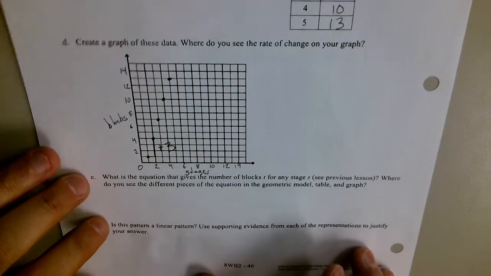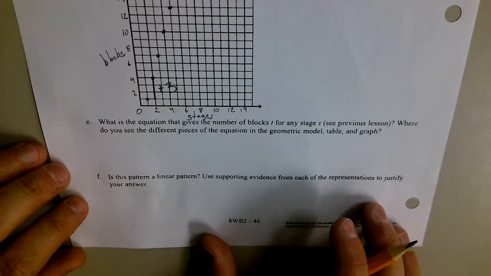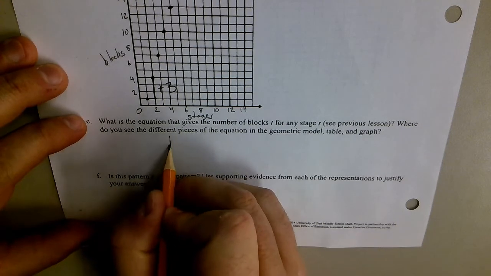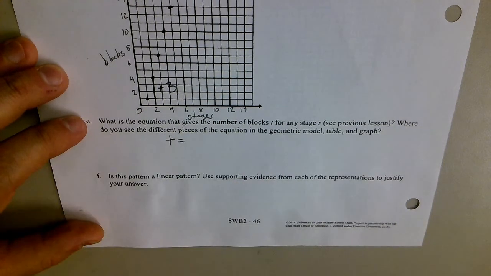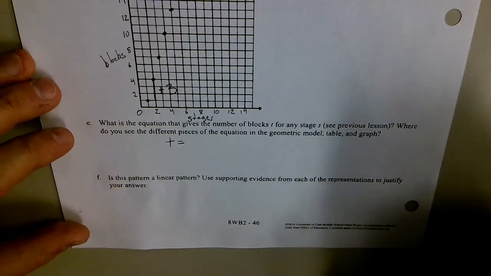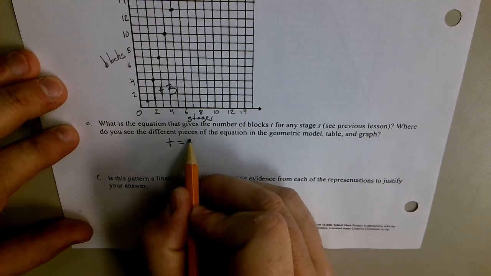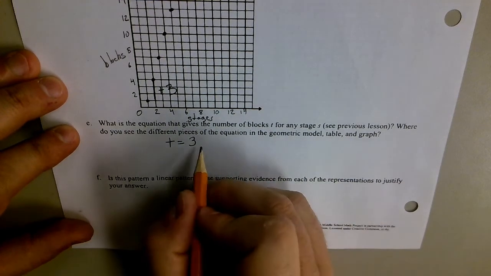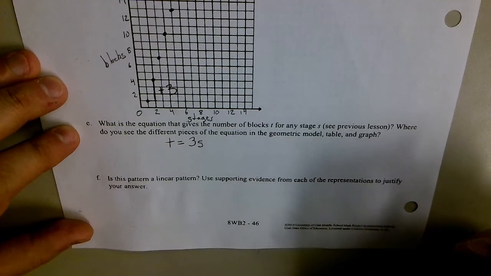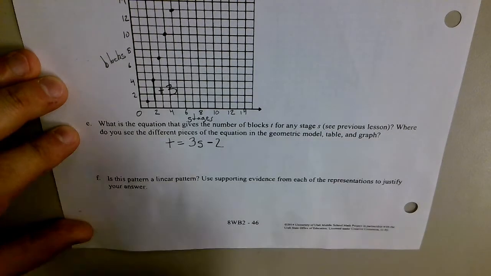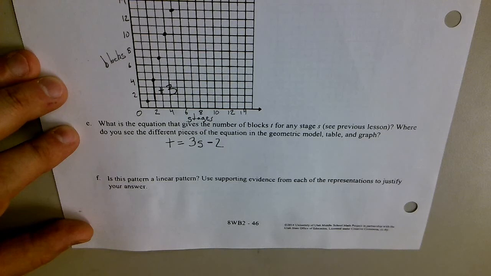Alright, so now let's write an equation that gives the number of blocks t for any stage. Okay, so the number of blocks is t. So the number of blocks is equal to the stage. Let's see. So our rate of change is 3. So it's going to equal 3 times the stage. And then we're going to do minus 2. So 3 times the stage minus 2.